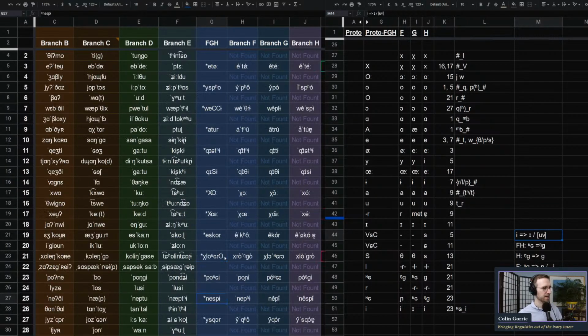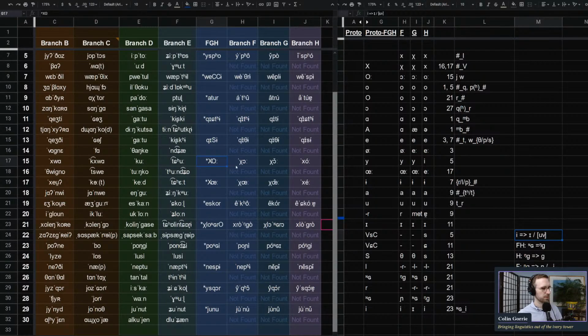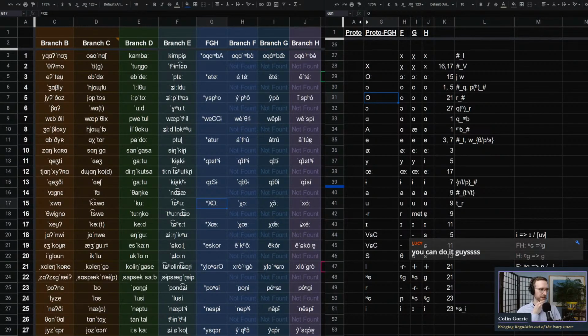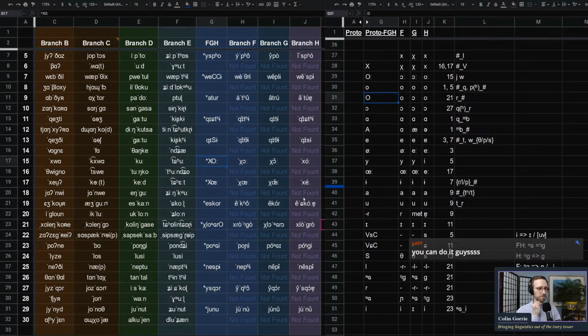All right. So we have two more things left to do. One of the segmental phonology. Oh no. Okay, we have like 4 things left to do. We have to deal with these open O's. Are we going to reconstruct? It seems to me that branch H just categorically does not like low mid vowels. No, but it does here. That's a tough one.